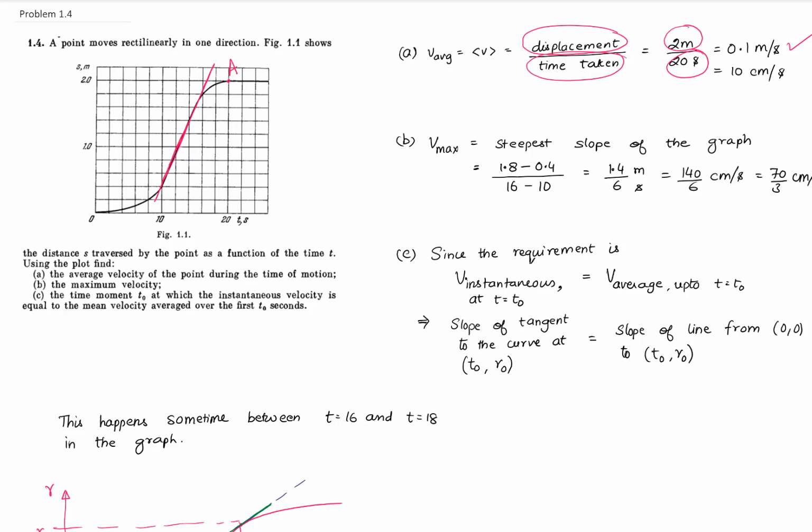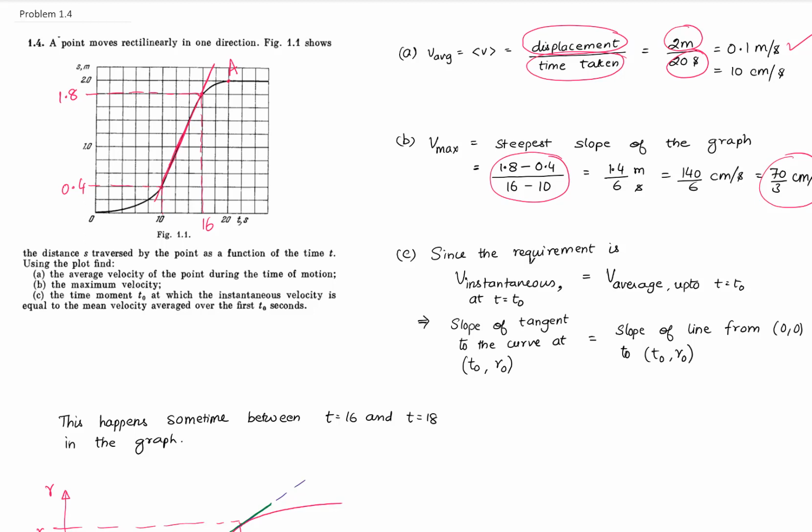So to find out this slope, we can perhaps use this point, which is 1.8, and the corresponding value of t will be 16, and this point, which is around 0.4, and the corresponding value of t will be 10. If you use these values to find out the slope, it will turn out to be around 70 by 3 centimeter per second. So this is an estimate of the maximum velocity of the particle. I'm just saying an estimate because by choosing some other points in between, we may get a slightly different answer.